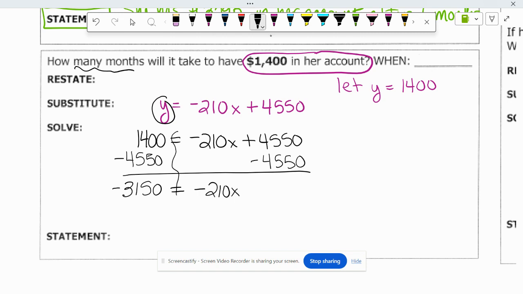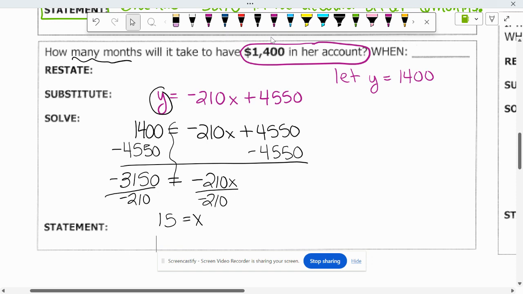All right, Miss Emily, what am I going to do to get x all by itself? Yeah, divide by negative 210 on both sides. Good job. Emily, can you do that math for me and tell me what you get? Yes, ma'am. What does x represent? The number of, say it, months.